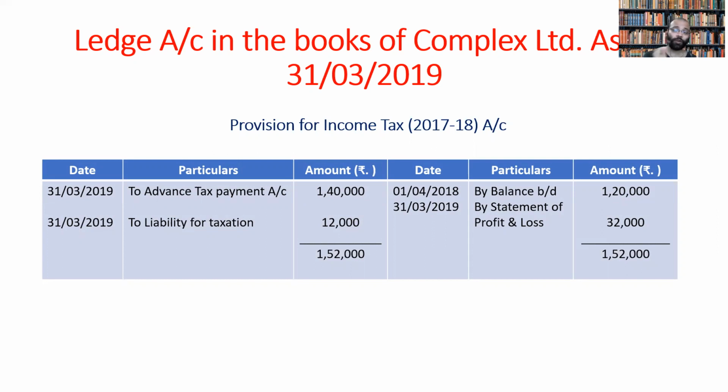Now come to the debit side. What are the entries to be made? Provision for tax account debit to advance tax. How much is the provision we have? 1,40,000, which is given in the question. That is as per the ending date, 31st March 2019. We write that. Then to liability for taxation. How much is the excess or additional tax to be paid? That is 12,000, which is credited to the bank. We can write to liability for taxation or to bank account, which will be 12,000. Add up the debit side and credit side, we get the total as 1,52,000. I hope this is very clear for you.